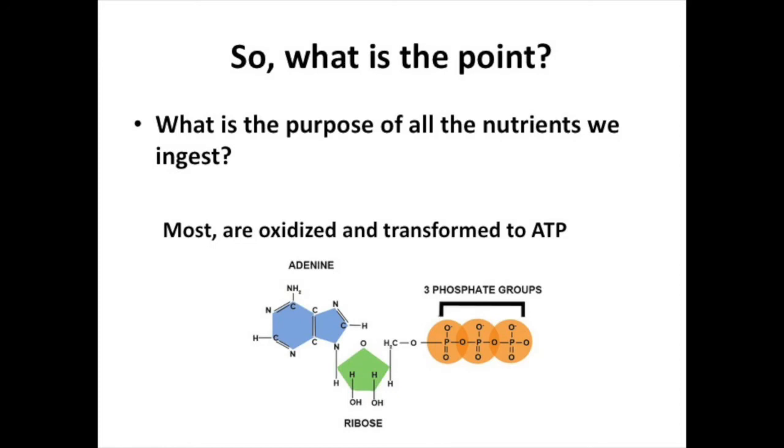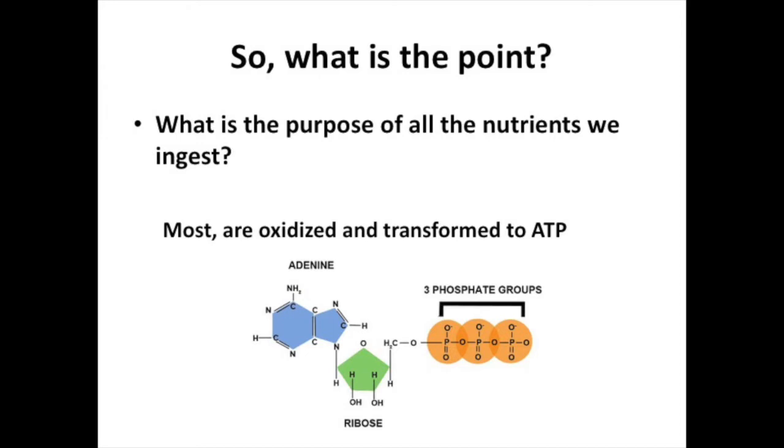So the point of all of these nutrients that we ingest and then digest, carbohydrates and fats and proteins and vitamins and minerals, is that many of them are ultimately oxidized into ATP. If you look at this slide here, you see the structure of ATP. ATP stands for adenosine triphosphate. So you have the adenine group, you have the ribose, which is a sugar, and then you have your 3-phosphate. In order to have the ingredients to make ATP, we're going to get those from the food that we consume.